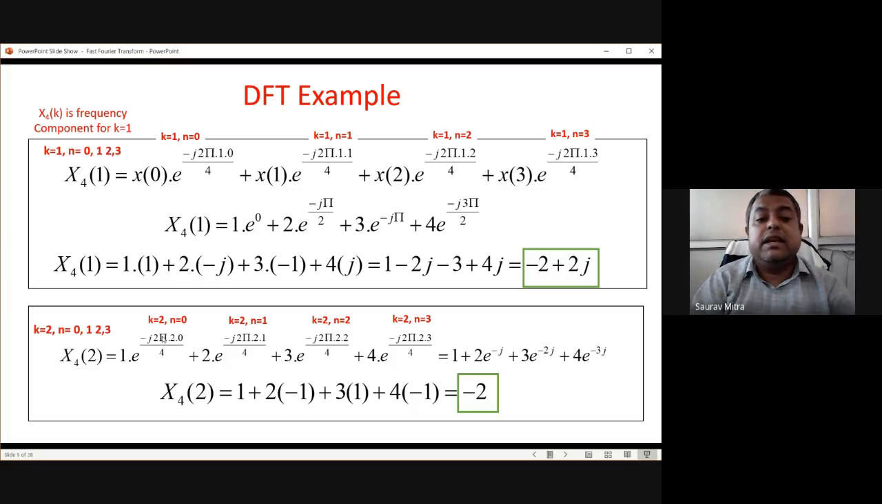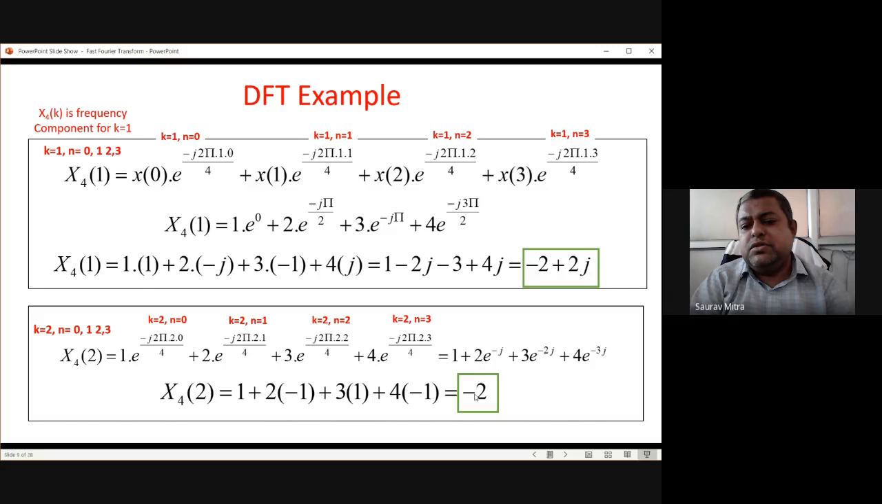So e raised to minus j 2 pi by 4, that is e raised to minus j 2 pi by n, that is the twiddle factor, multiplied with k and n. K and n keep on changing. So here I am asking you to find x2, so k will be equal to 2, and n is equal to 0, n is equal to 1, n is equal to 2, and n is equal to 3. And then what you'll find is e raised to minus j pi, e raised to minus j 2 pi, and so on. The pi factor is missing here, I'm sorry, I'll just change it. So finally what you will find is this is nothing but minus 2.